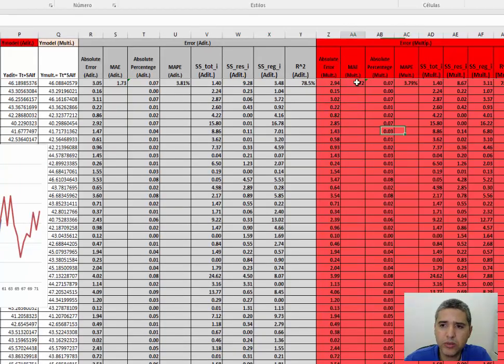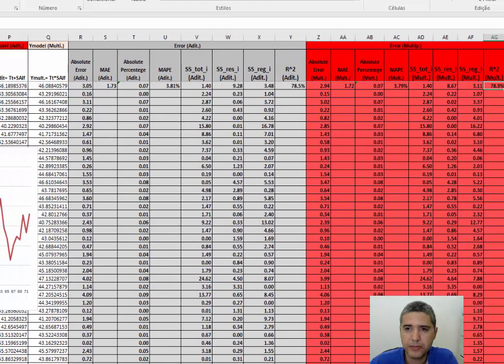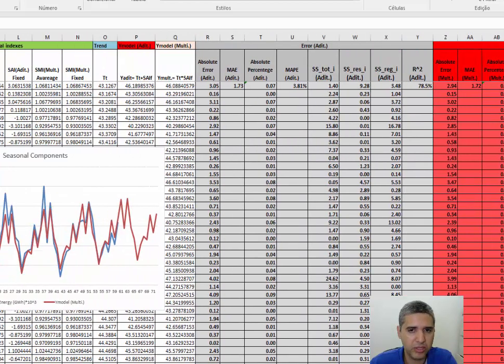For the multiplicative model, we have the mean absolute error of 1.72, quite similar to the additive model. The mean absolute percentage error is 3.79%, lower than the additive model, but similar. And finally, the R square is 78.9%, which is quite similar to the additive model. So for this case, the multiplicative model seems better, but the results are similar.